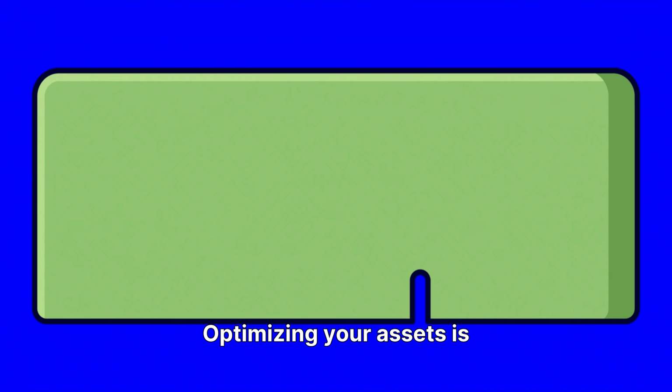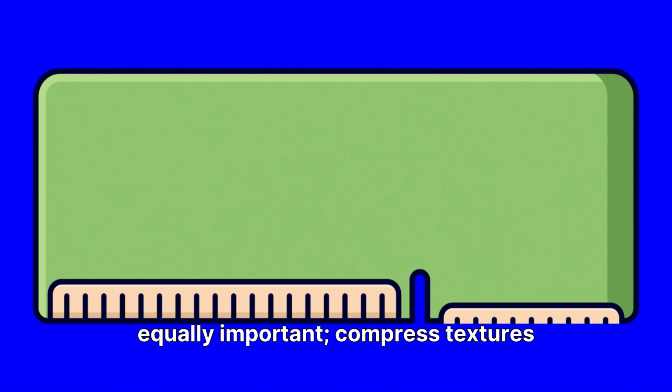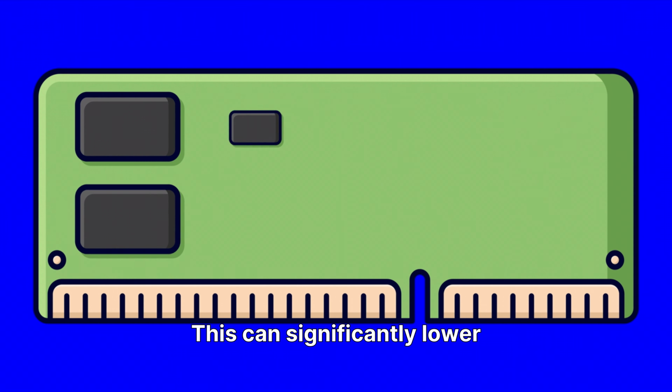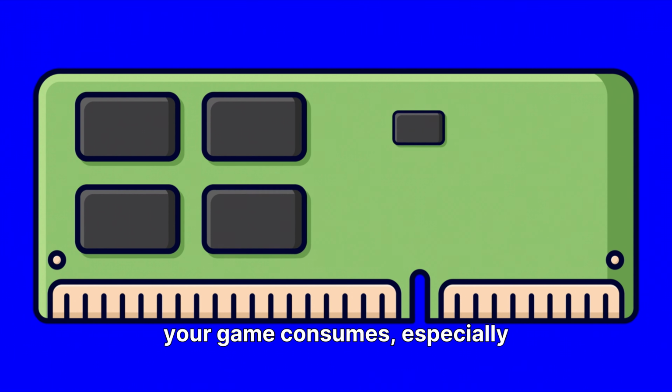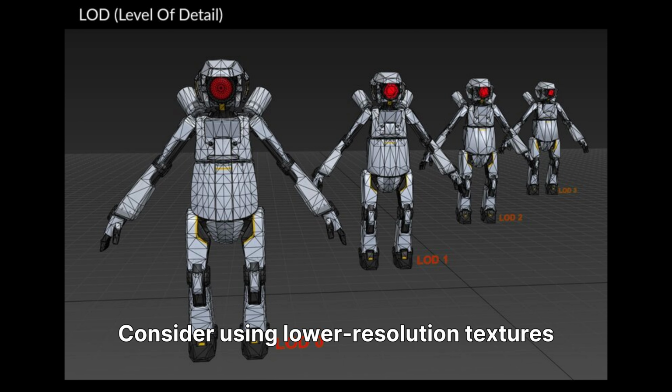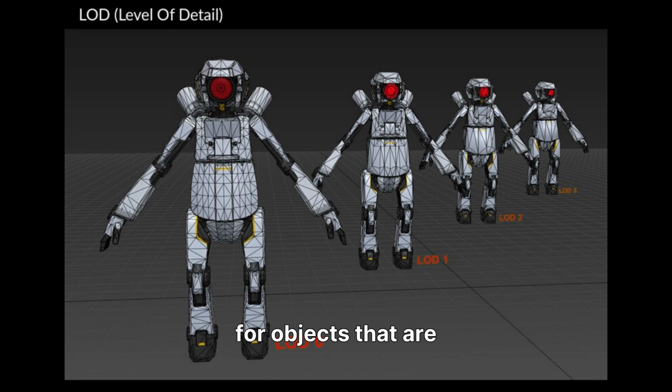Optimizing your assets is equally important. Compress textures to reduce their memory footprint. This can significantly lower the amount of RAM your game consumes, especially on platforms with limited memory. Consider using lower resolution textures for objects that are far away or less critical, and optimize 3D models with level of detail, or LOD. LOD allows you to swap out high-detail models for simpler ones as they move further from the camera, saving rendering resources.